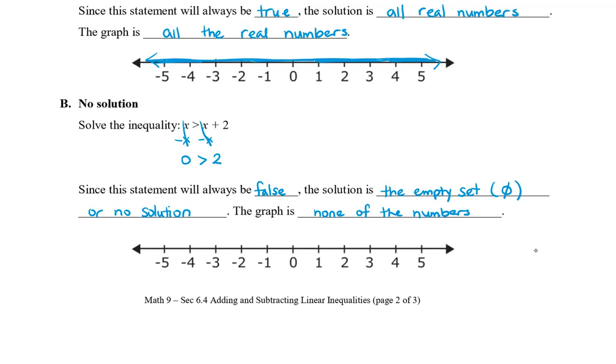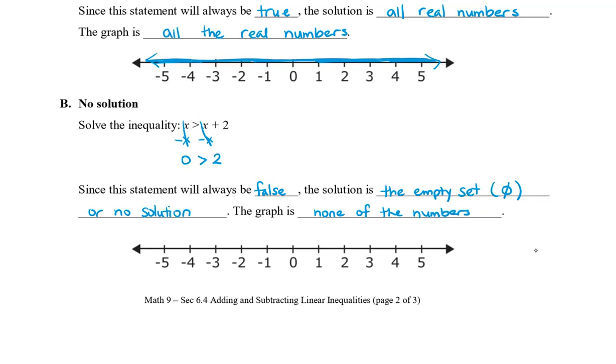That means that when I substitute numbers in for x, the numbers on the left side will never be bigger than the number on the right side, because on the right side we're always adding 2, and we know that the right side will always be bigger. So there isn't any number that we can find for x where this will be true.